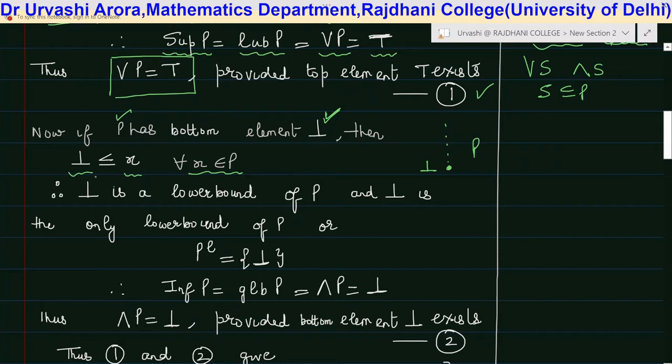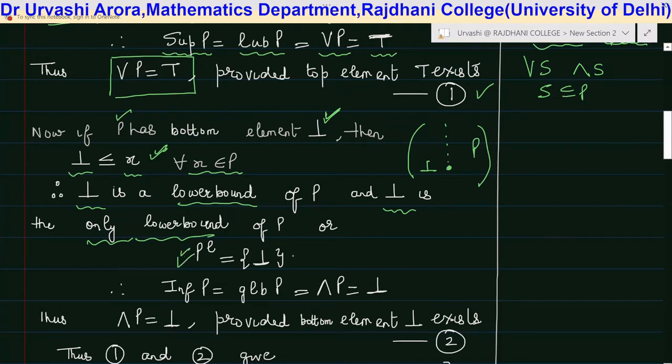So by definition, the bottommost element or the bottom element inverted T will be less than or equal to X, which means that the bottom element is acting like a lower bound of P because it is lesser than all the elements of P. And also we can see from the Hasse diagram of P that the inverted T, which is the bottom element, is the only element which is smaller than all the elements of P. So it is the only lower bound of P, and now because it is the only lower bound of P, definitely it is the greatest of all lower bounds just because it's the only lower bound.